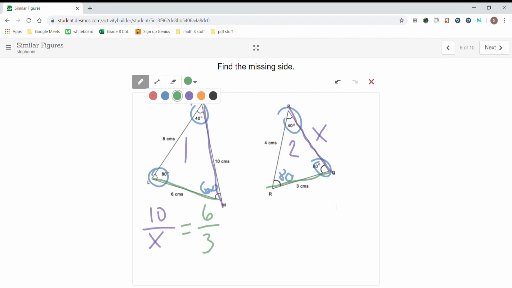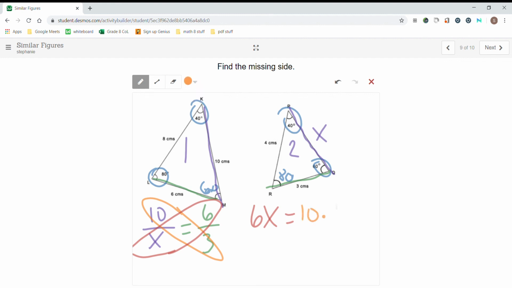So we're going to set up our cross multiplication. So I have 6x equals 10 times 3, which is 30. Divide by 6, x equals 5. So this missing side over here would have been 5.